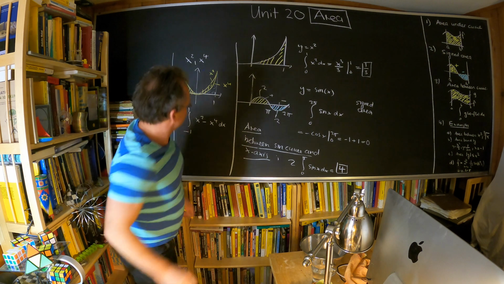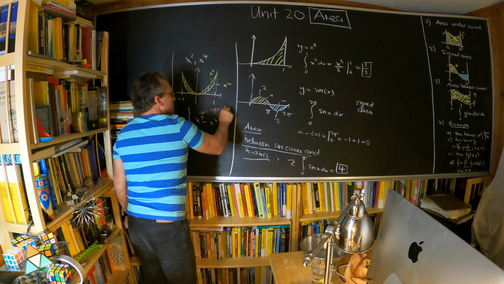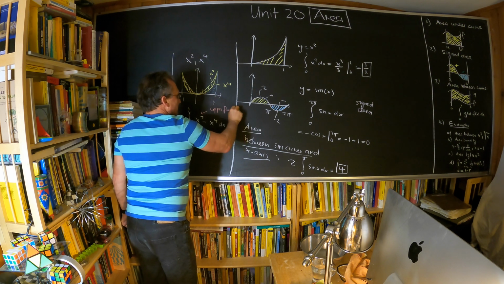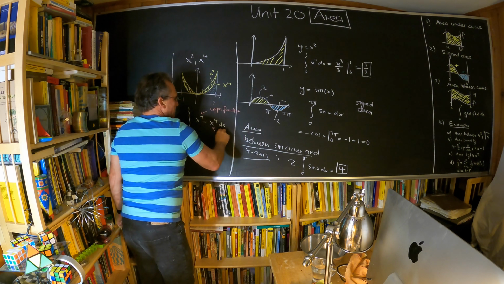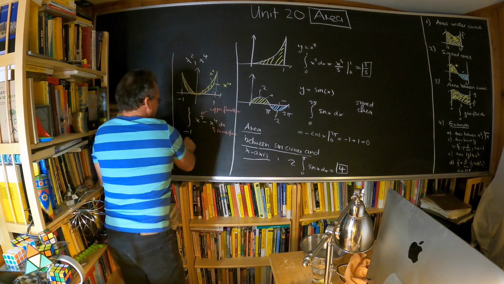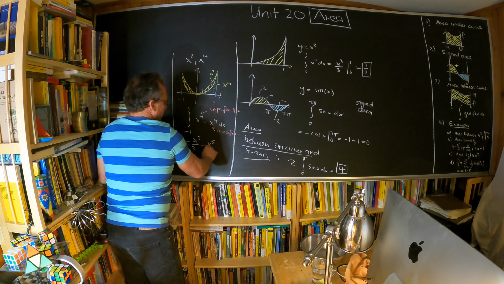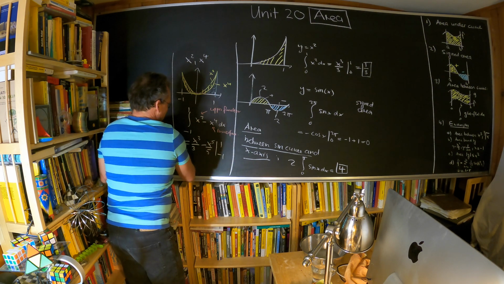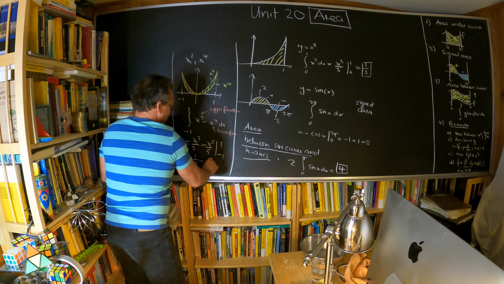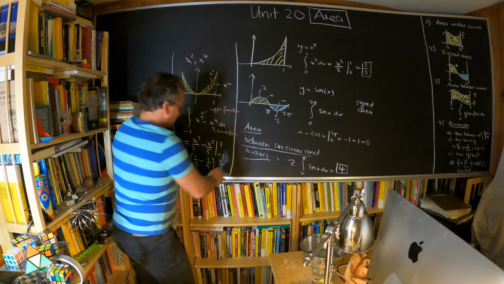So let me just write this down. So this is the upper function. And this is the lower function. And in this case, let's just compute that quickly. So we get x to the 3rd over 3 minus x to the 5th over 5, evaluated from -1 to 1. This is 1/3 minus 1/5, the whole thing times 2. So this is 4/15.